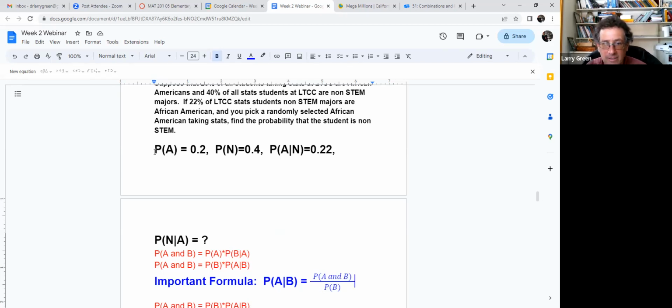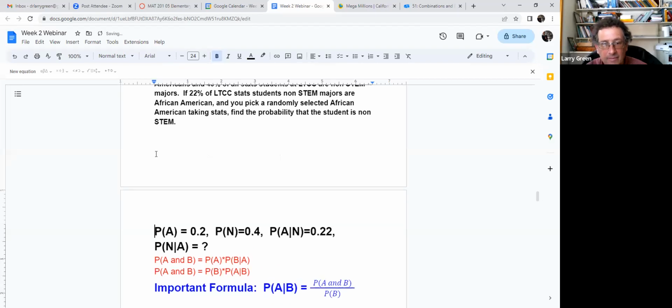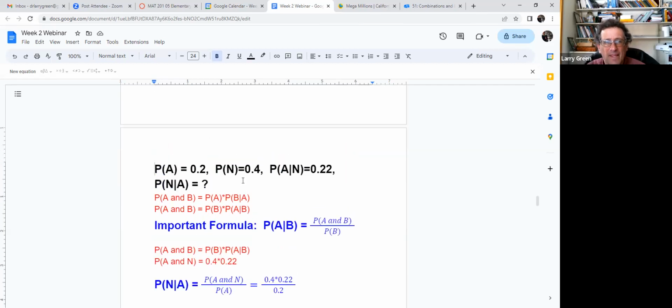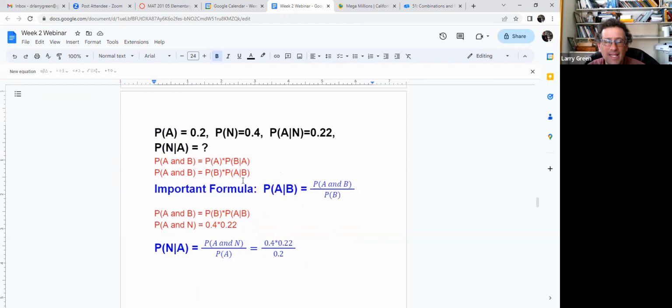Okay, so now, look at it this way. I know the probability of A and B is the probability of B times the probability of A given B. And I can now turn that into A and N in this case. The letters don't matter which letter you use, as long as you follow the formulas correctly.